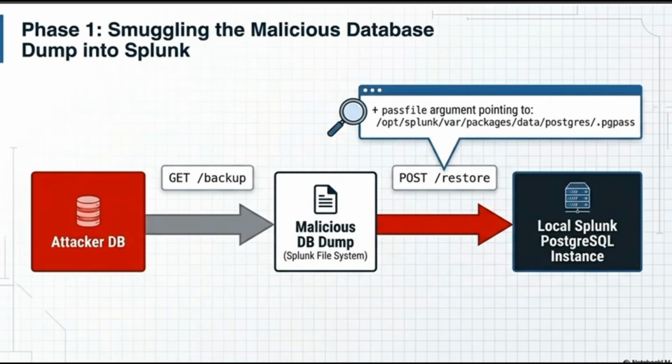They send a POST, step two. Then they send a POST request to restore again. No credential needed. They also pass the password file argument pointing to Splunk's own internal credential file at /opt/splunk/var/packages/postgres/pg_pass. This tricked the sidecar into loading the malicious dump into a live local PostgreSQL instance using Splunk's own credentials. The attacker's code is now inside your database, inside your server.